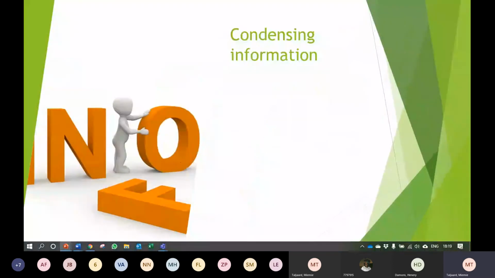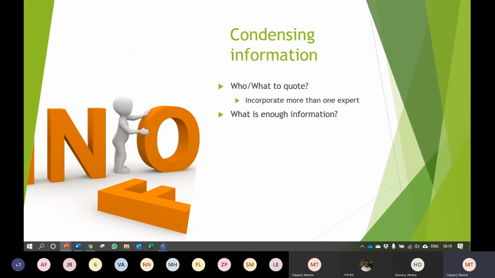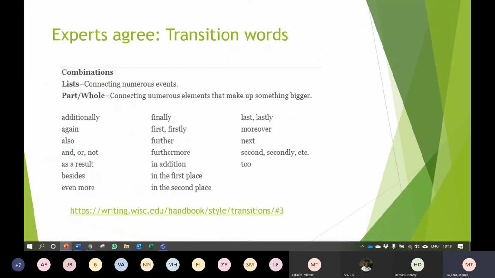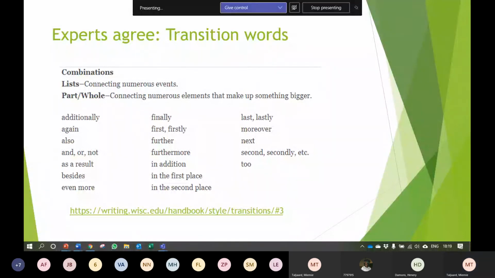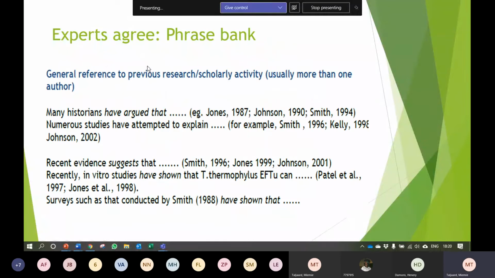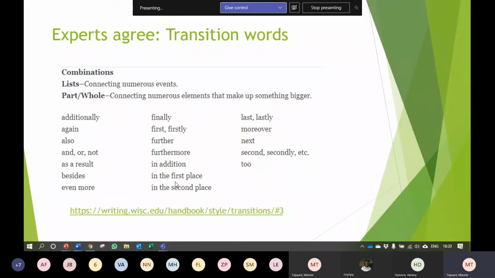So when we condense information, we decide who and what to quote. If more than one expert agrees, we incorporate 1 or 2, but we don't need everyone. What is enough information? And you distinguish between the main idea and the supporting idea. Now, for instance, I've given you 2 tools. The one is a website. I posted it in the chat line.